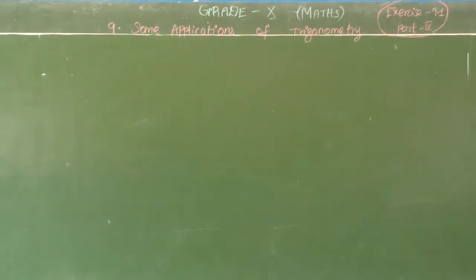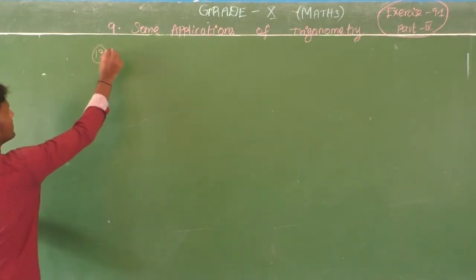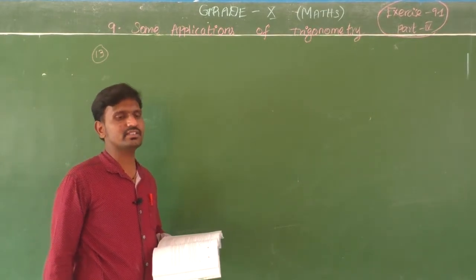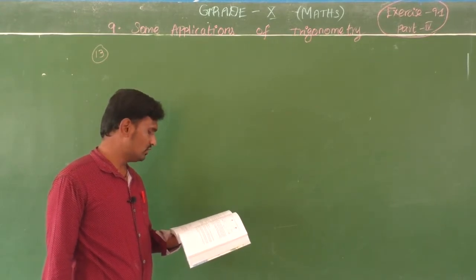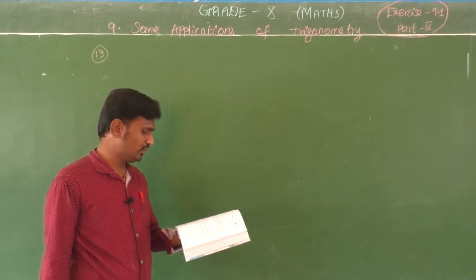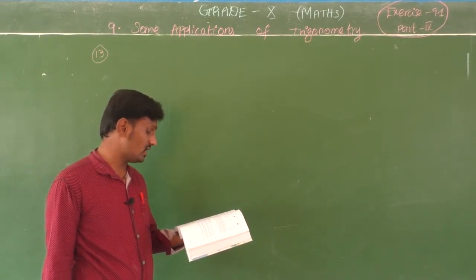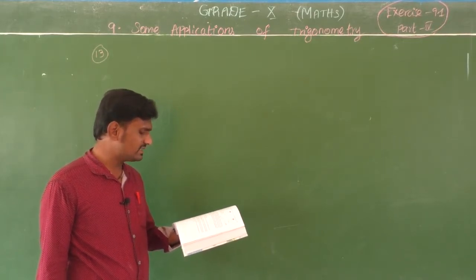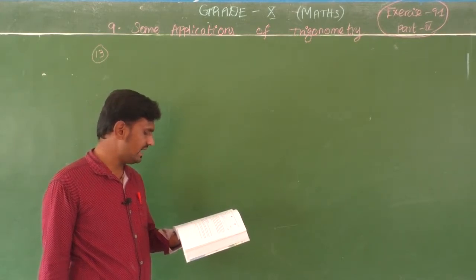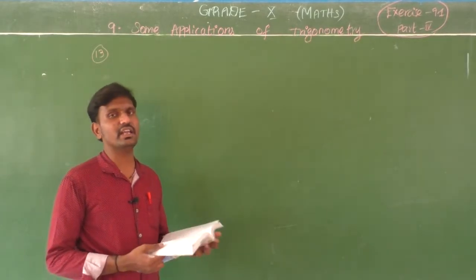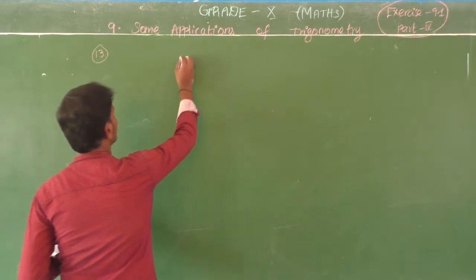So the next question is question number 13 in exercise 9.1. Okay, yes. Now the question number 13, I'm reading the question, listen carefully. Observed from the top of a 75 meter lighthouse from the sea level, the angles of depression of two ships are 30 degree and 45 degree. If one ship is exactly behind the other on the same side of the lighthouse, now find the distance between the two ships.